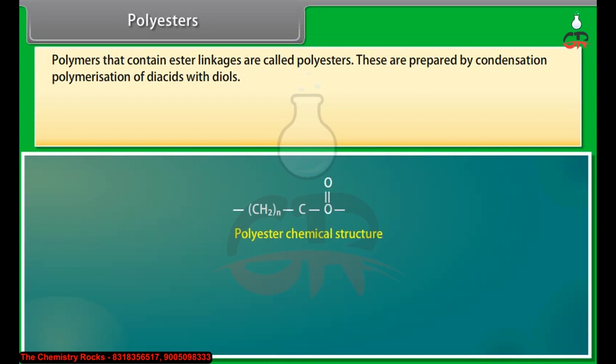Polyesters. Polymers that contain ester linkages are called polyesters. These are prepared by condensation polymerization of diacids with diols.